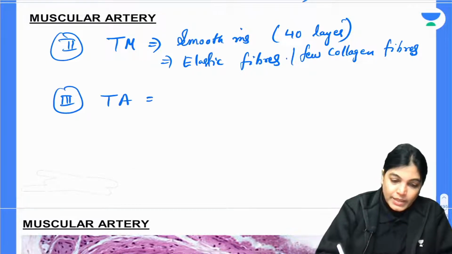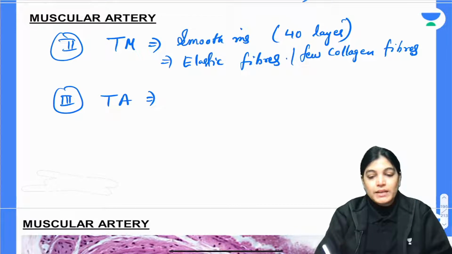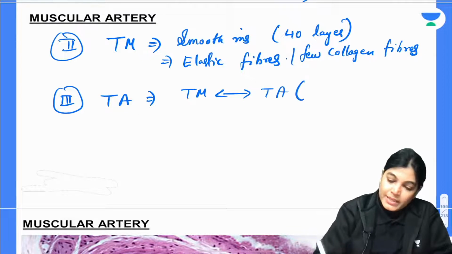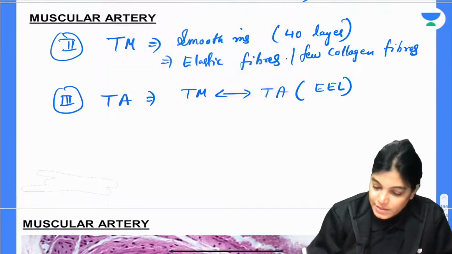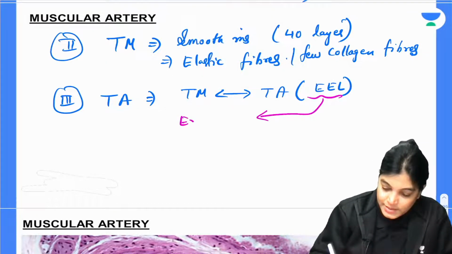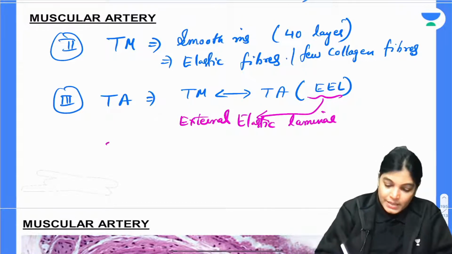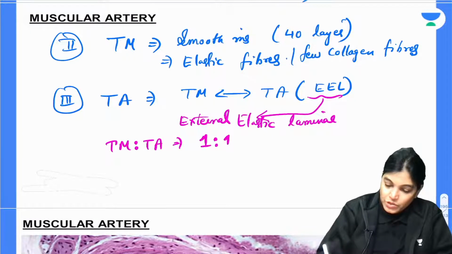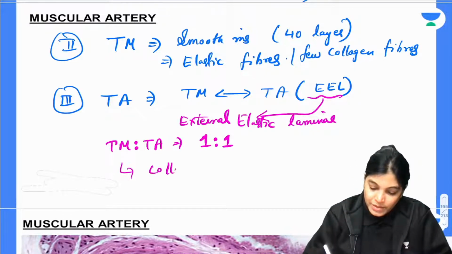Tunica adventitia. The tunica media is demarcated from the tunica adventitia by the external elastic lamina. The ratio of tunica media to tunica adventitia thickness is approximately 1:1 in the muscular artery.